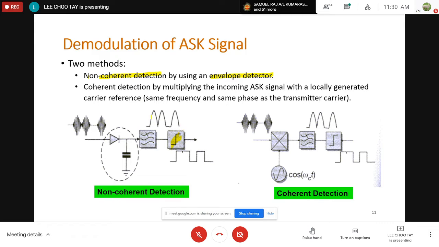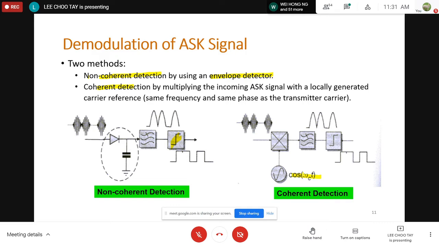All right, by looking at the amplitude. Okay, that's for non-coherent detection. So we can also recover the incoming signal by using coherent detection. All right, that means synchronous detection. So as the name suggests, synchronous detection requires a local carrier here. All right, so we multiply the incoming signal with the local carrier.